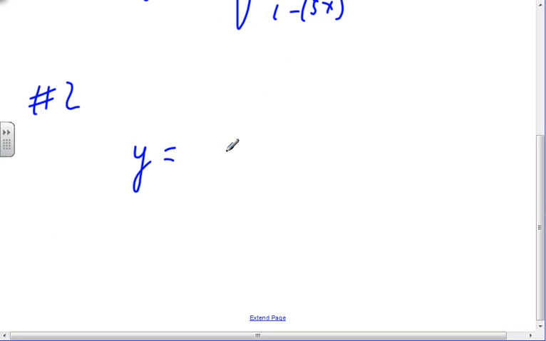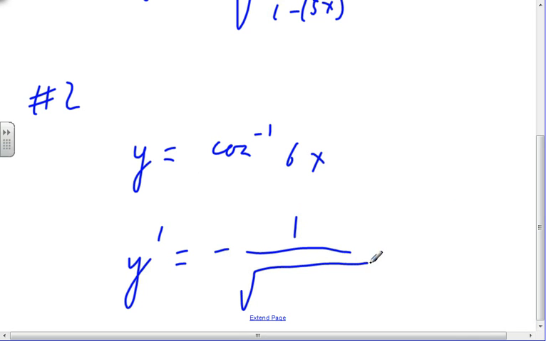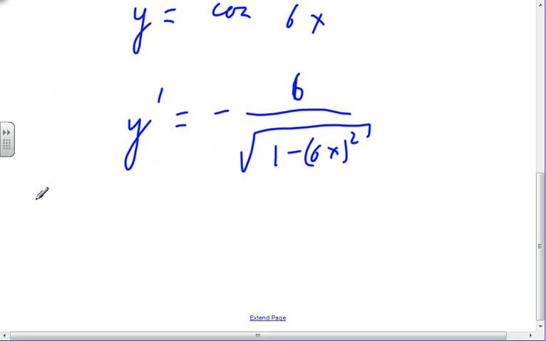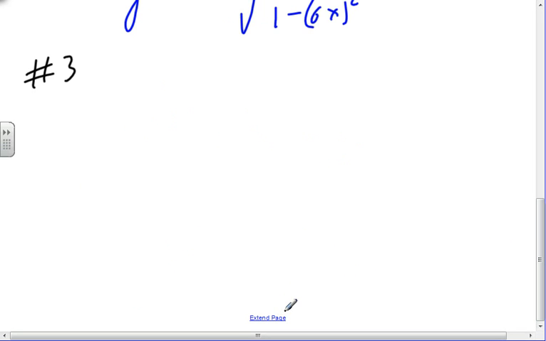Y is equal to arc cosine 6x. Y prime. Again, I'm looking at the right page, and I have 1 over, I got a minus sign there, square root of 1 minus 6x, the quantity squared. The derivative of 6x is 6, so I change the 1 to a 6, and that's all there is. There ain't no more. That's why calculus is so much easier than college algebra, because it really is that much easier.